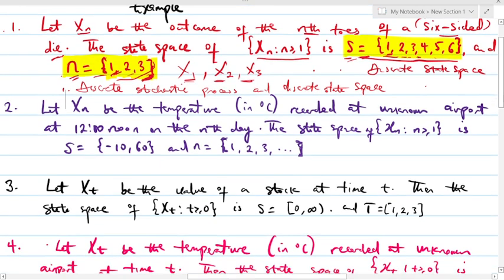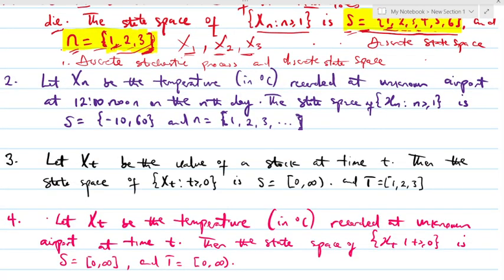For the second example, now we have let x subscript n be the temperature in degrees Celsius recorded at an unknown airport at 12 noon on the nth day. The state space of this stochastic process is {-10, 60}, and n equals the number of times 1, 2, 3, and so on. So let's try to analyze this example, then we're able to classify this particular stochastic process.